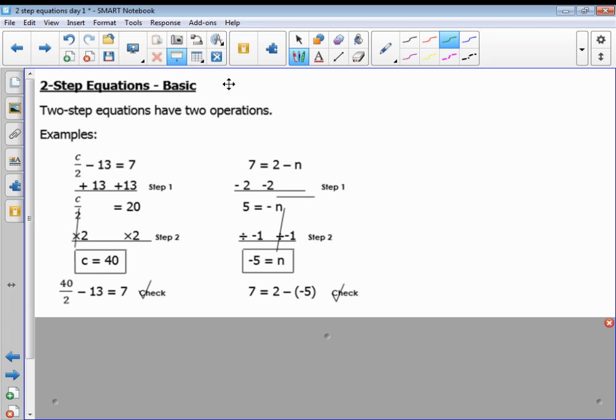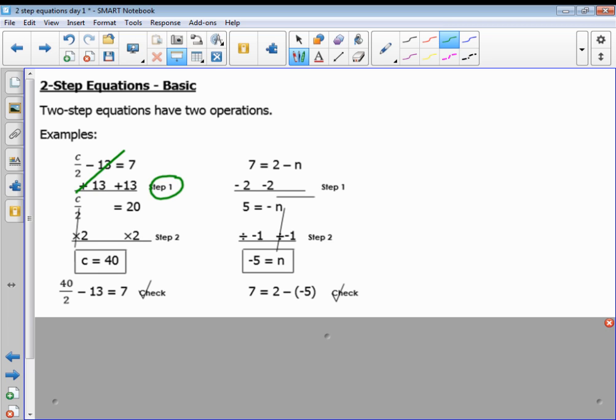If we look at our first example, we have c divided by 2 minus 13 equals 7. My first step in solving this, I need to start on the side that is with the variable, and I need to eliminate that minus 13. If I use my inverse operations, that tells me I'm going to add 13, and what I do to one side, I do to the other side. So I'm left with c divided by 2 equals 20. Now, that positive 13 and negative 13, those equal 0, so we're just going to cross them off. We don't have to worry about it.